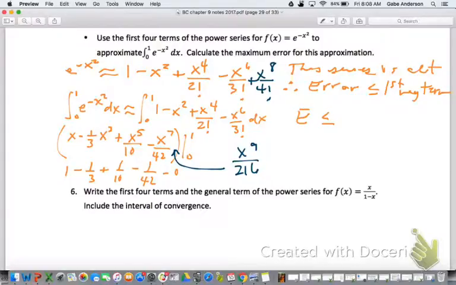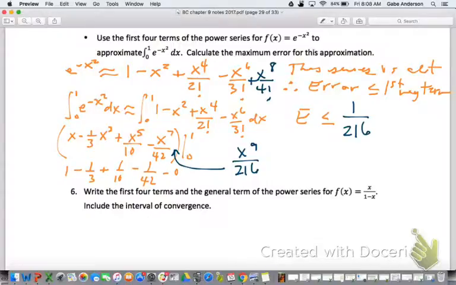And then, of course, to get that series, wouldn't we have plugged a 1 into that? So I think I could confidently say that my error would be less than or equal to 1 over 216, based on the reasoning that it's an alternating series, we just found the first neglected term. So that would be my max error.